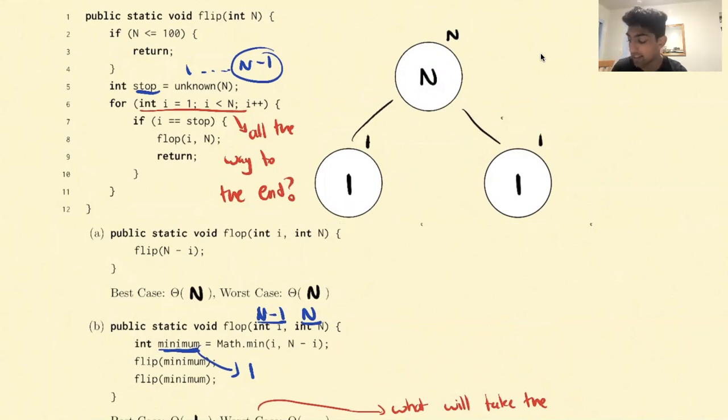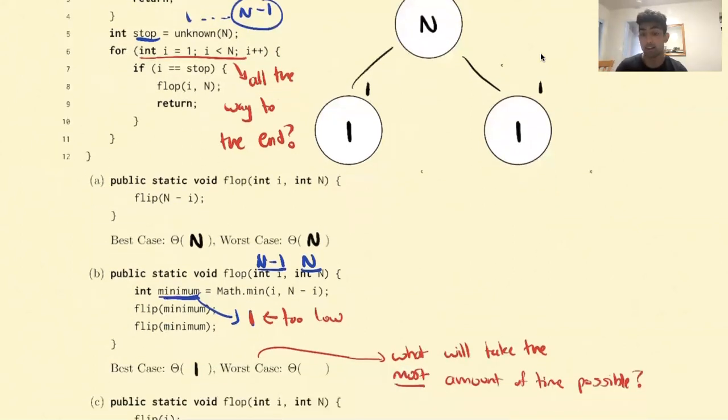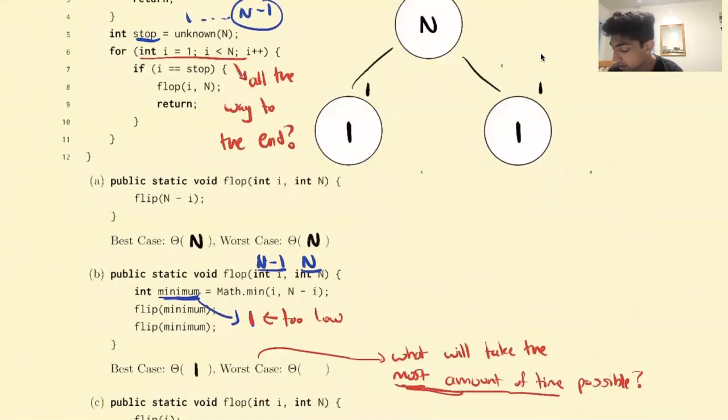And there indeed is. And how we can stumble upon that is noticing that in this possibility, the reason that we stopped doing work is because the minimum was too low, right? 1 is too small of a minimum. So my idea here is, in order to consider what will take the most amount of time possible, let's try to think about the case where minimum is as big as possible. This is my next idea.